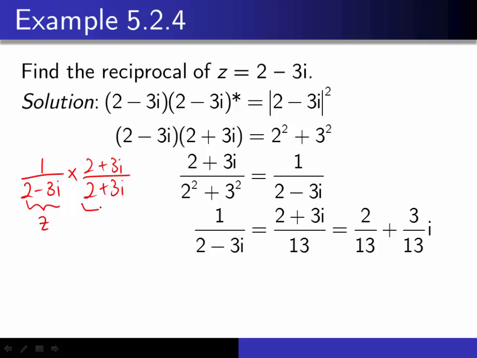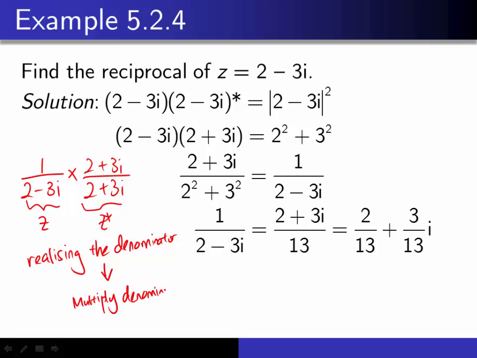then this is essentially z conjugate. So what you previously learned about this skill, rationalizing the denominator, now that you have learned conjugates, it's just to multiply the denominator by its conjugate.